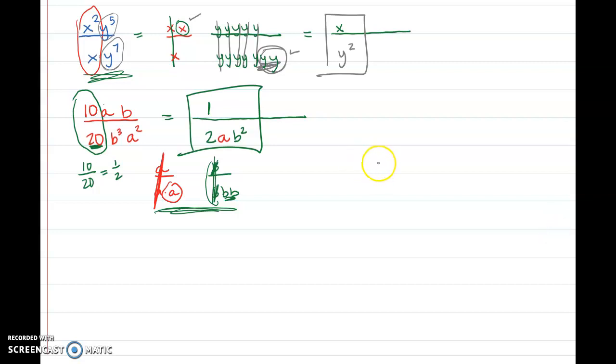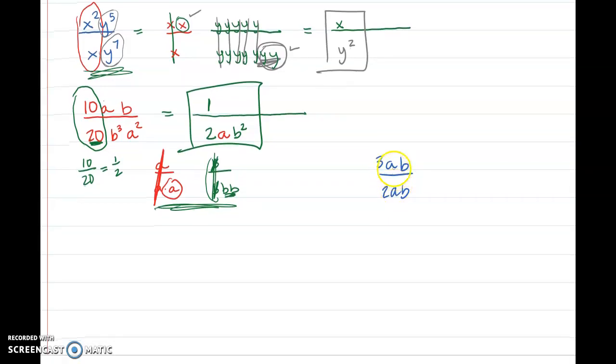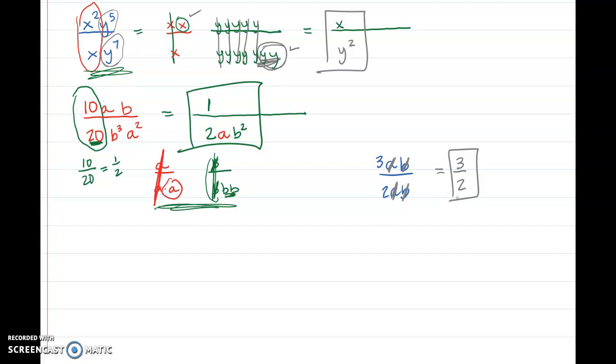One last thing, if you have a situation like 3ab over 2ab, this a cancels out that a, and that b cancels out that b. Totally, there's no powers, so there's no more letters left. There's no more variables. It's just 3 over 2. That happens often.